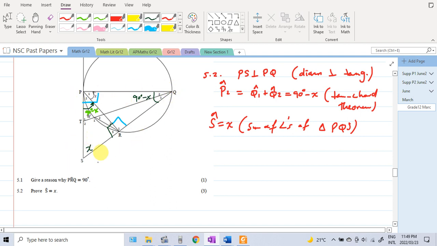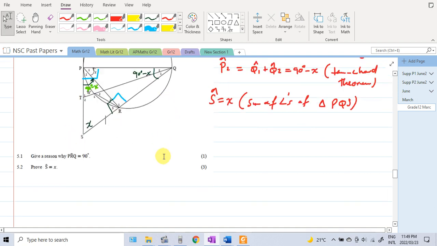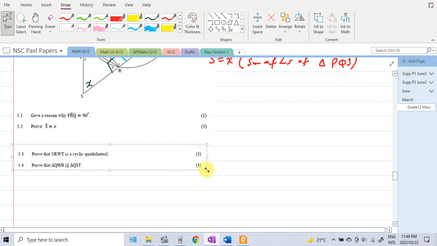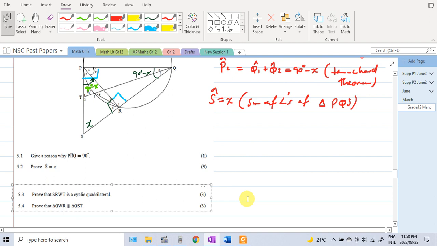We got a common angle. We got the angle 90 minus x, and we have a 90 minus x. So remember, just keep that in mind. So those are some of the similar triangles. We even have a similar triangle on this side. This is also similar to the bigger triangle. So we have 3 similar triangles. Right, so let's see, what did they ask us for? To prove that SRW2 is a cyclic quadrilateral.